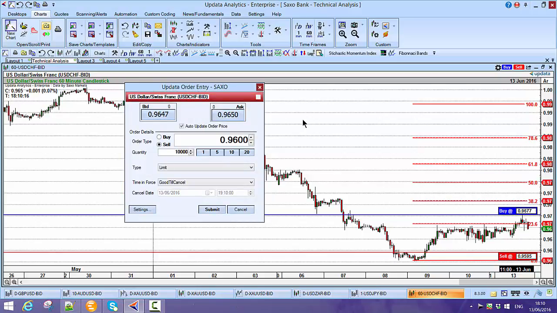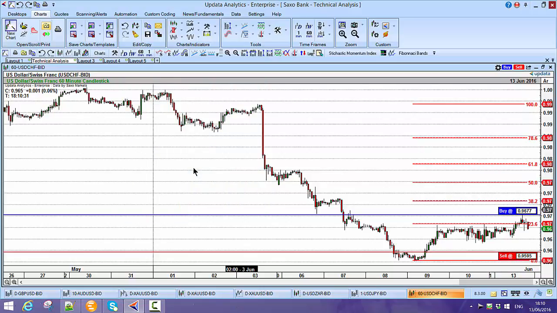I'm running here on the Saxo demo platform. You can run it either on the demo platform or on the live account. And order types here, limit or market. So quite a powerful aspect of the system. And it doesn't end there, of course.